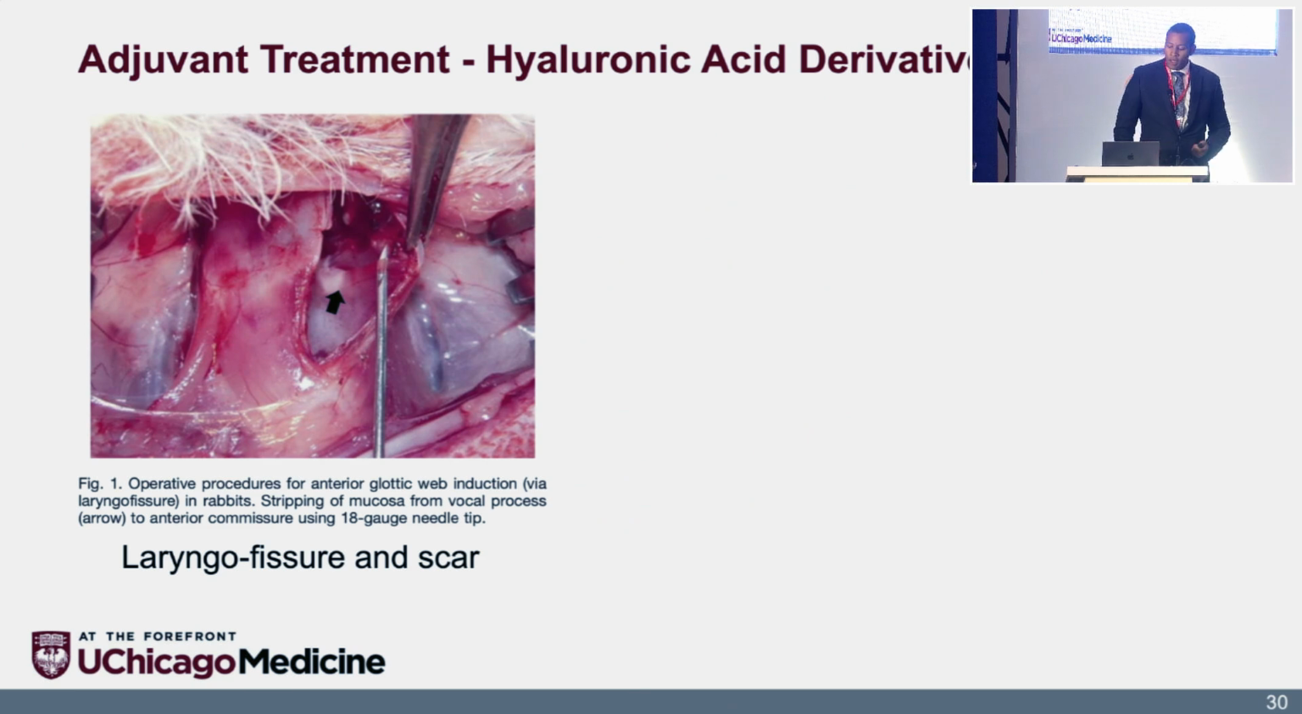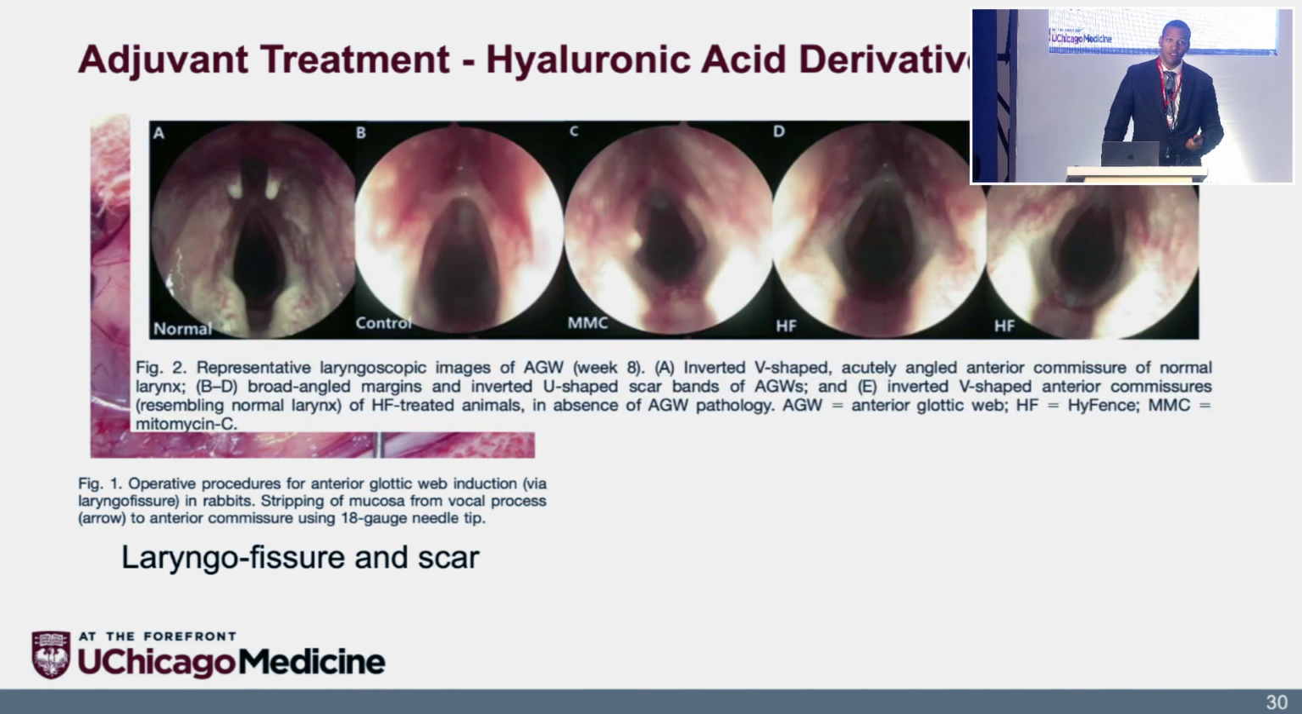And then finally, another paper, a basic science translational paper, looked at hyaluronic acid derivatives to decrease the risk of web formation and found that web formation decreased after use of hyaluronic acid compared to mitomycin C. So this is mitomycin C. You can see the web comes back. This is a control. This is a rabbit larynx. This is control. This is mitomycin C. This is hyaluronic acid derivative.